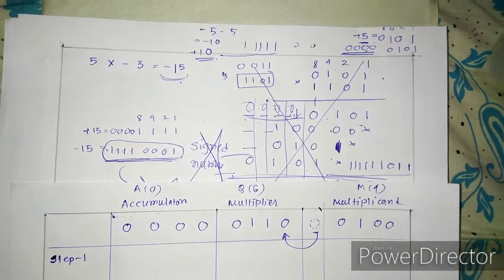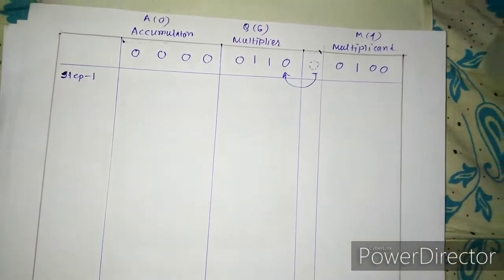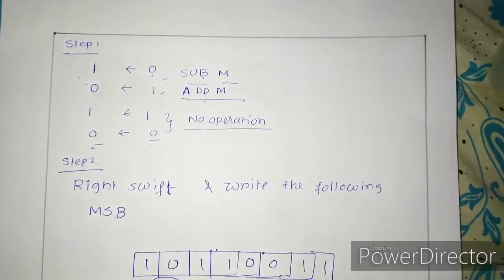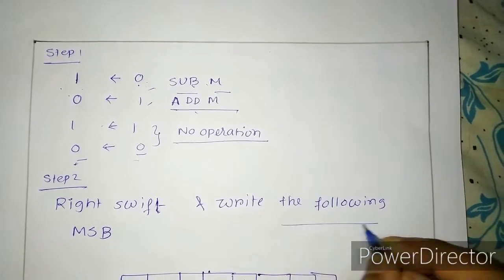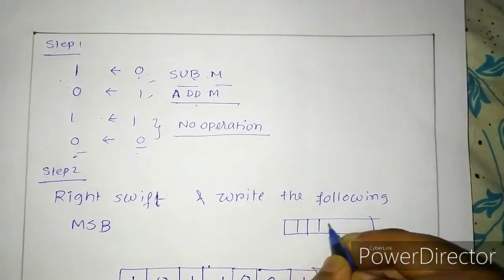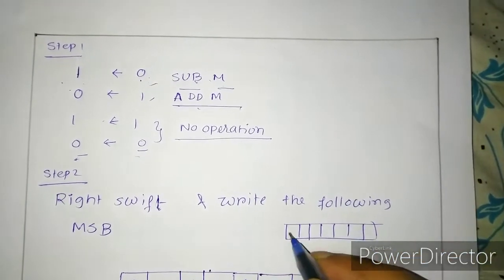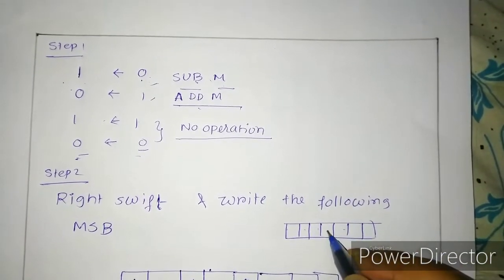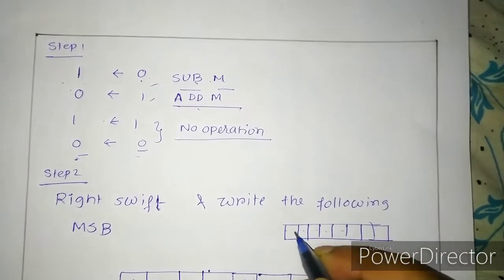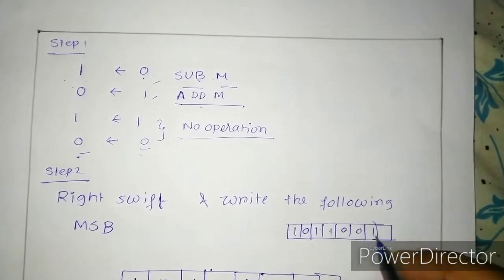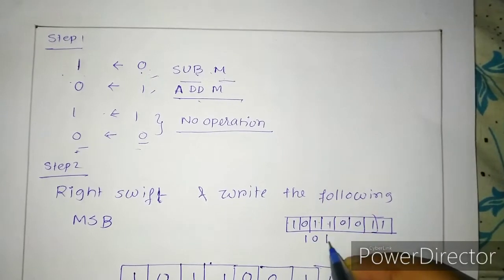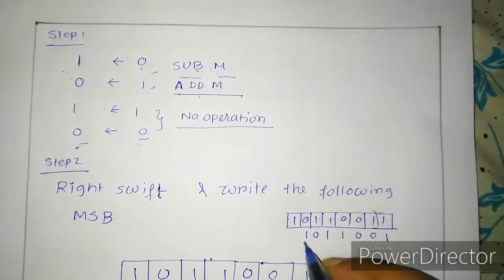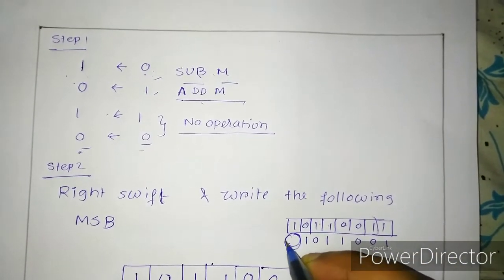This is why we need to use Booth's algorithm, where on every right shift... suppose, okay, let me show this again. Suppose there is an 8-bit register, right? 1, 2, 3, 4, 5, 6, 7, 8. 1, 0, 1, 1, 0, 0, 1, 1. After a right shift, what will be the answer? 1, 0, 1, 1, 0, 0, 1. What will we get in this vacant place?